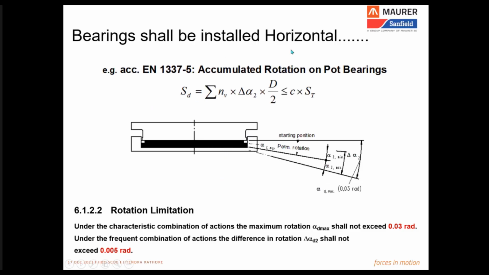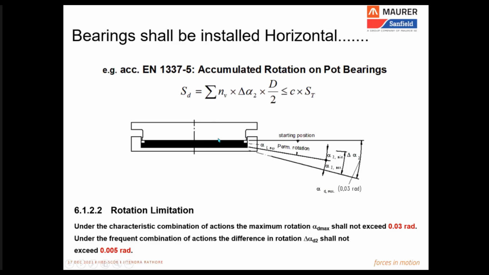The bearings shall be installed truly horizontal. Now this is a very important vital aspect. If you study the codes for bridge bearings, even our IRC 83 Part 3 for pot bearings, it very clearly states that the maximum rotation capacity of a pot bearing is 0.03 radians, and that too the rotation capacity for live load rotation, that means frequent rotations, is very low. It is 0.005 radians, and therefore it is very much important that you install the bearing completely horizontal.